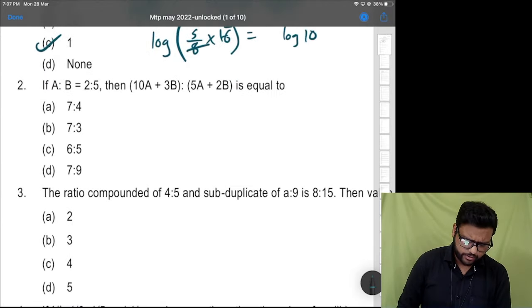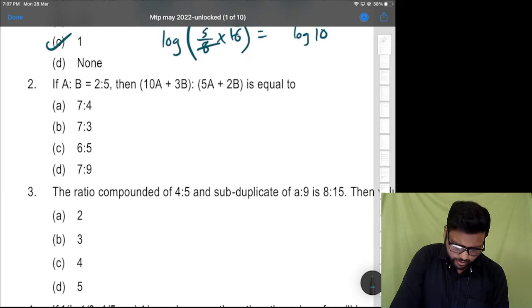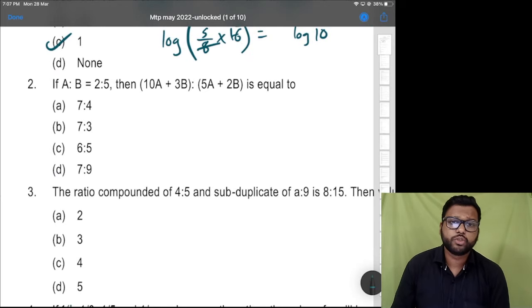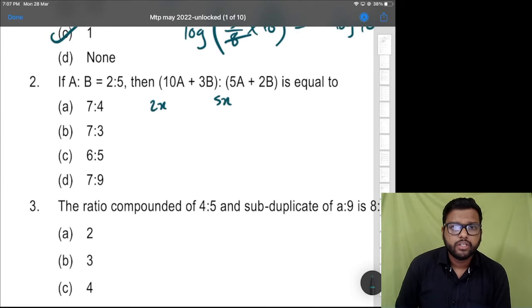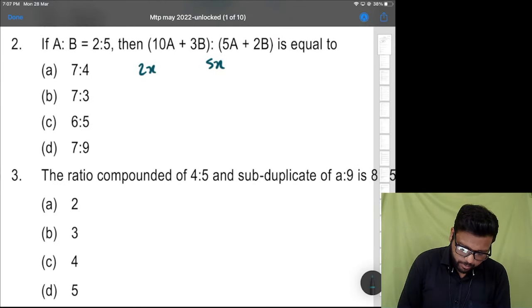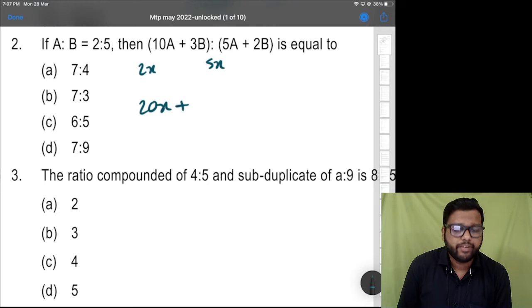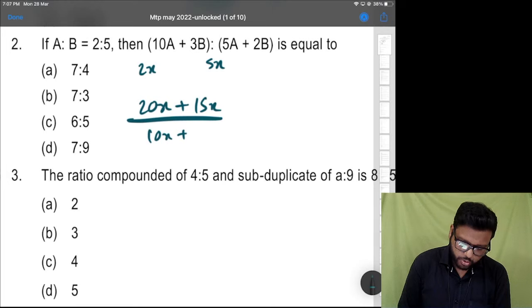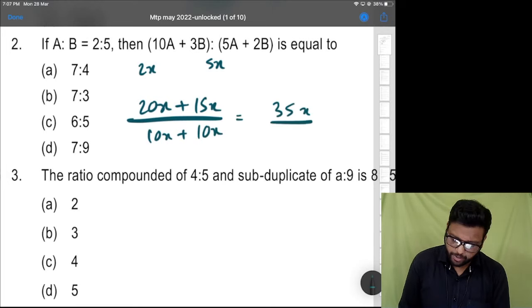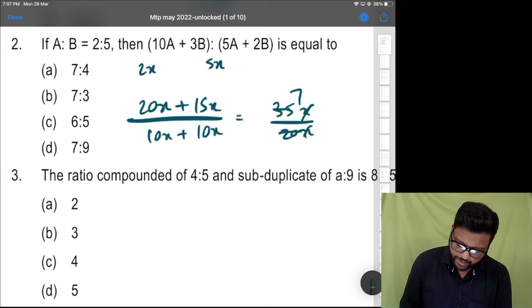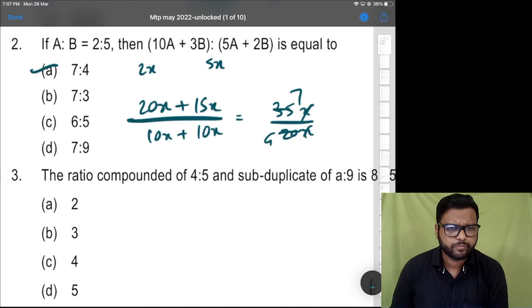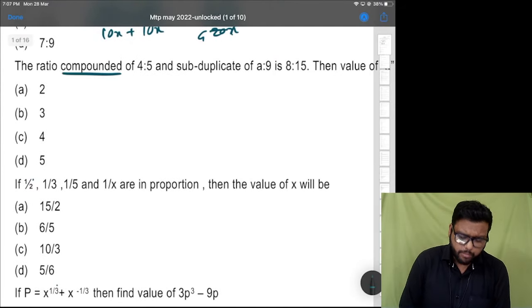Okay. Next. If a is to b is 2 is to 5, then 10a plus 3b is to 5a plus 2b is equal to. Fine. Let's just assume them as 2x and 5x, a and b. So 10a plus 3b, 10a will be what? 20x, plus 3b will be 5 into 3, 15x. By 5a will be 10x, plus 2b will be also 10x, right? 5 into 2, 10. So 35x by 20x, we can cancel out x. 35 by 20, if we cancel by 5, it is 7 by 4. Option A.